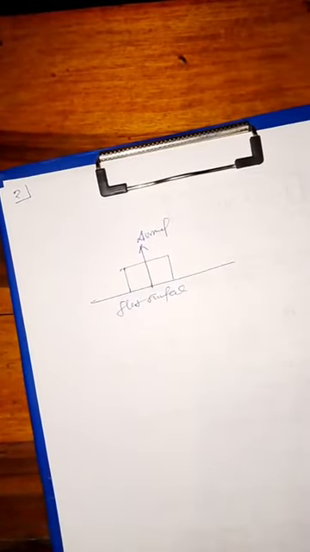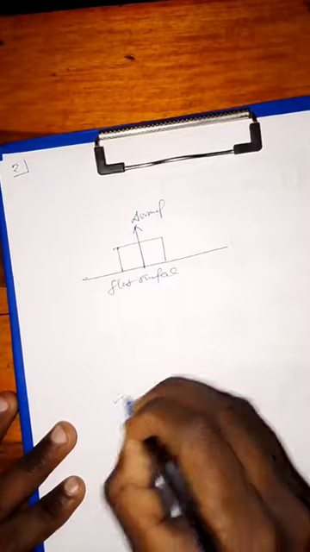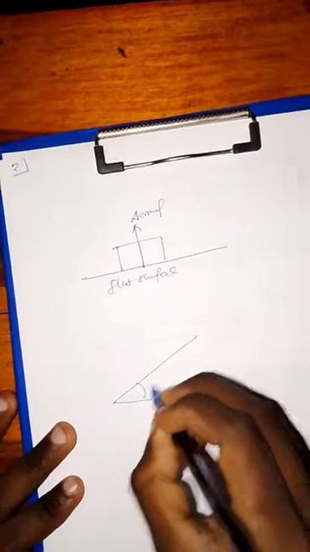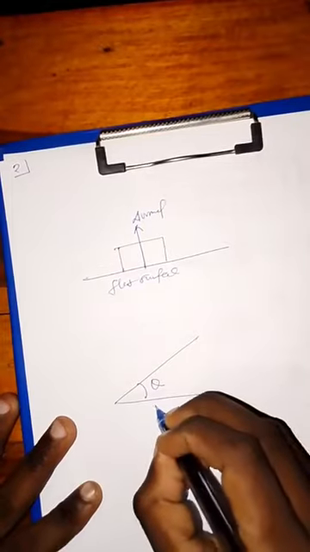Then at an inclined surface, we can have an inclined surface like this. Here we have an elevated angle, theta. So this is an inclined surface.